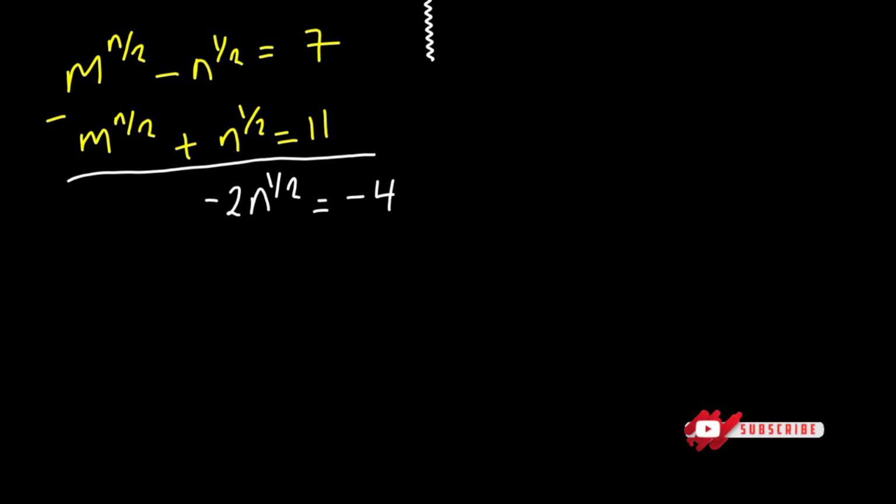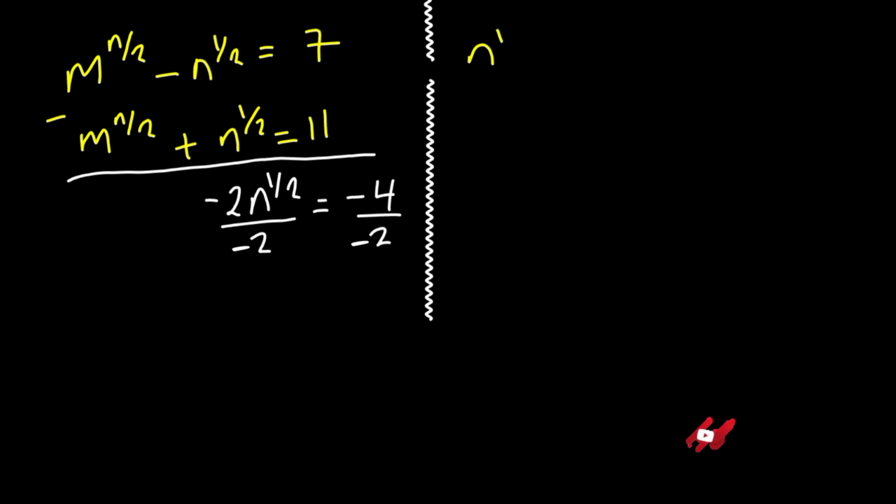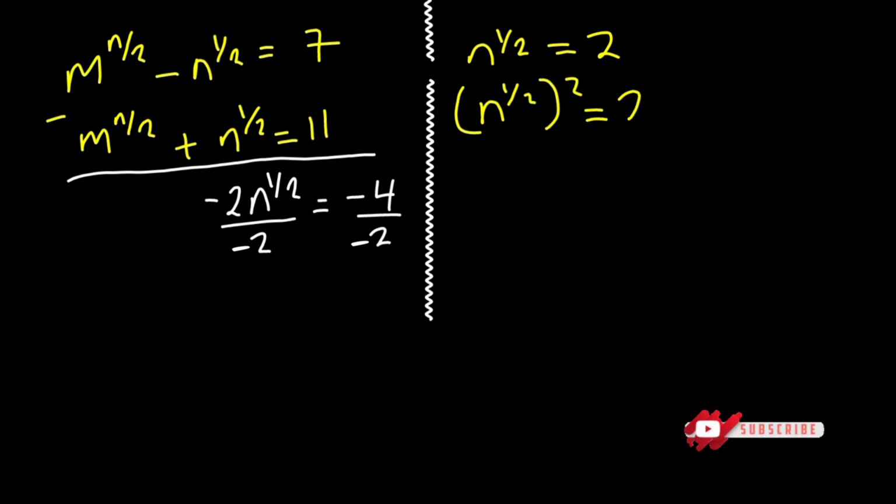So let's go ahead to divide both sides by 2. And when we divide both sides by 2, we're going to have n to the power of 1 over 2 equals 2. And then when we square both sides, we have this all squared equals 2 squared. 2 cancels 2, and then we're going to have n equals 4. So that's the value of n. And to get the value of m, let us add these two equations together.